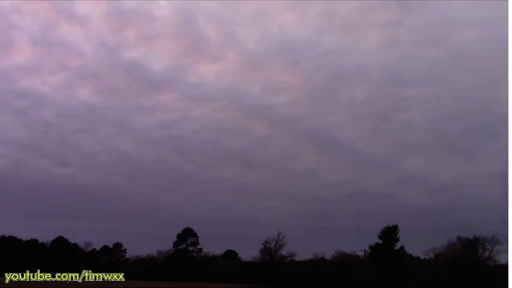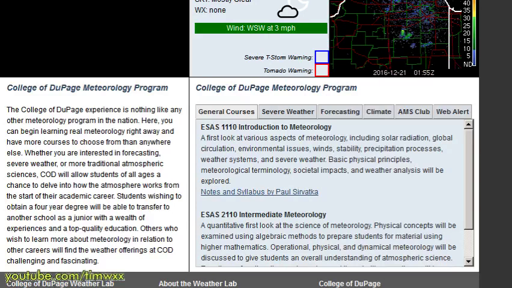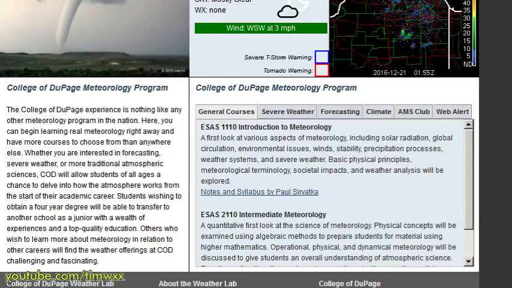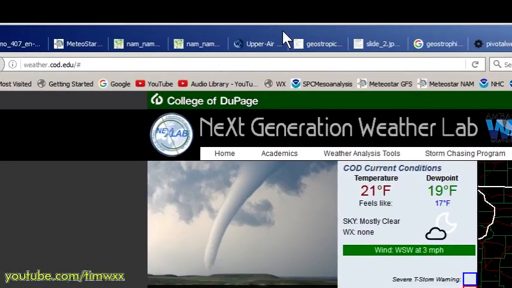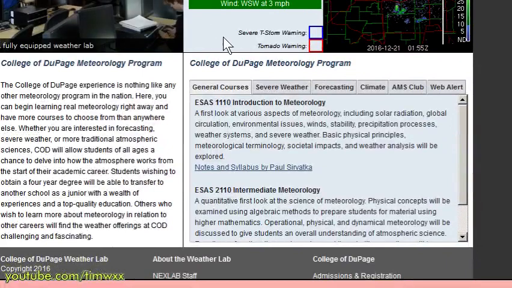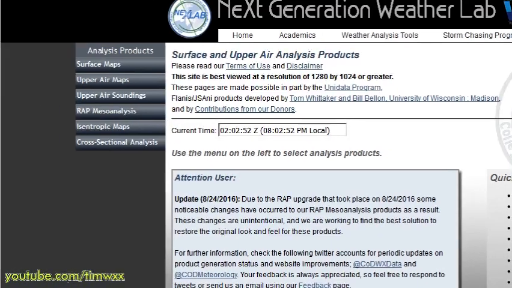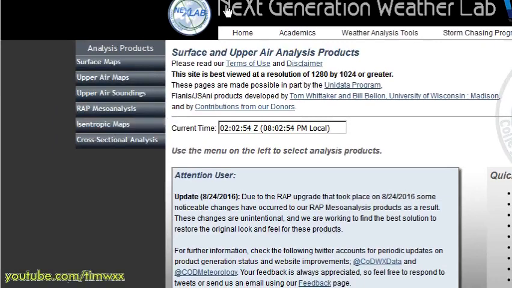I'm going to pull up a few of those using the College DuPage website. So let me do that while you're looking at that footage. College DuPage, they've probably got the better isentropic weather analysis site. This is at weather.cod.edu. And you just go to Weather Analysis Tools and look at the analysis data. And that's going to be under this isentropic maps link right here.